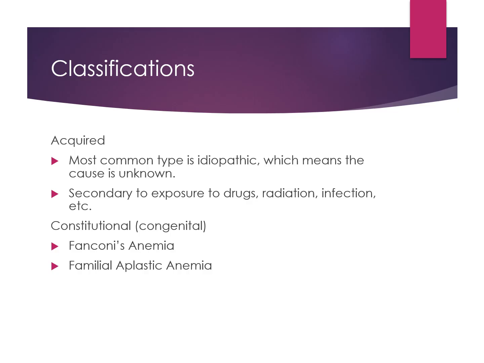And infection can also cause that. Now, with regard to congenital forms of aplastic anemia, we have something called Fanconi's anemia, and then we have another type of aplastic anemia called familial aplastic anemia. And those are both inherited, obviously.